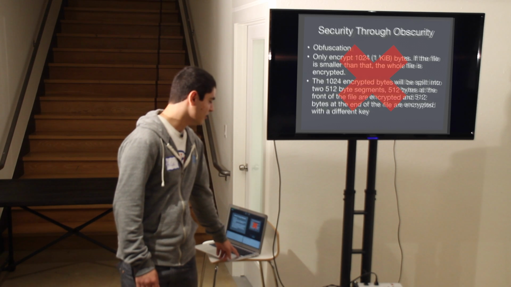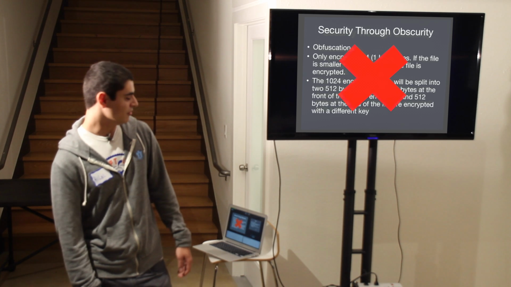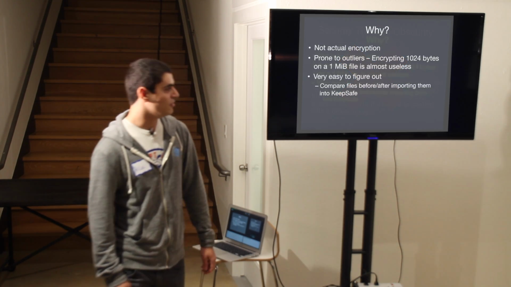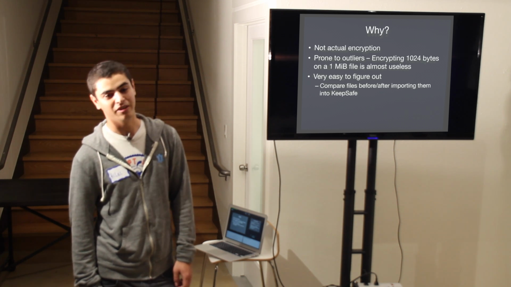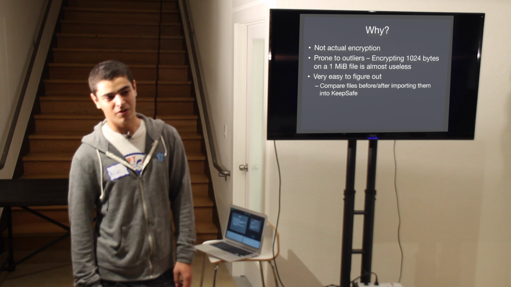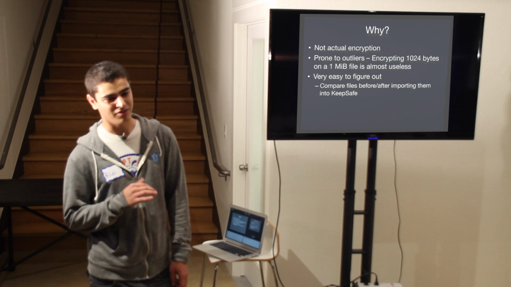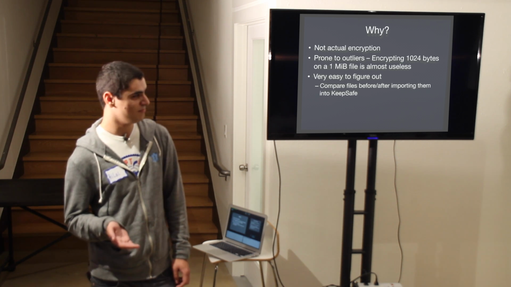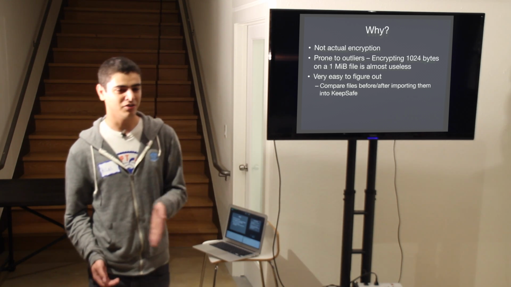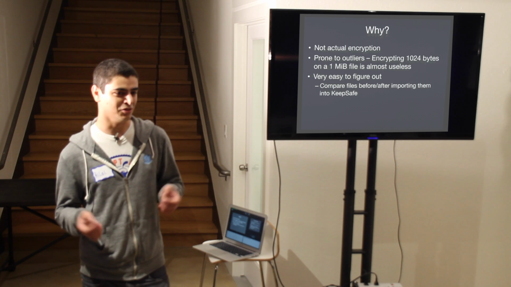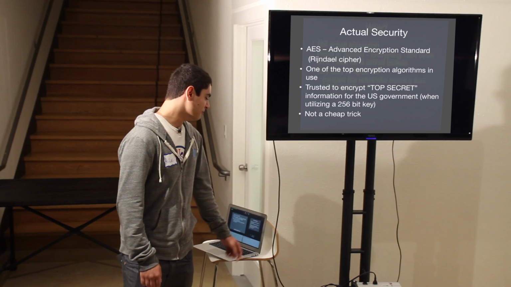However, you don't want to do that because it's very easily broken, right? There are a few reasons. It's not actual encryption, it's just a clever trick again. And it's prone to outliers. Basically, every phone now will save a photo that is at least 3 megabytes. If you encrypt just about 1,000 bytes, you're not really encrypting much. And it's very easy to figure out. If anyone imports a photo, they can diff it against the original and see that we only changed a few things. So that's when we moved into actual security.